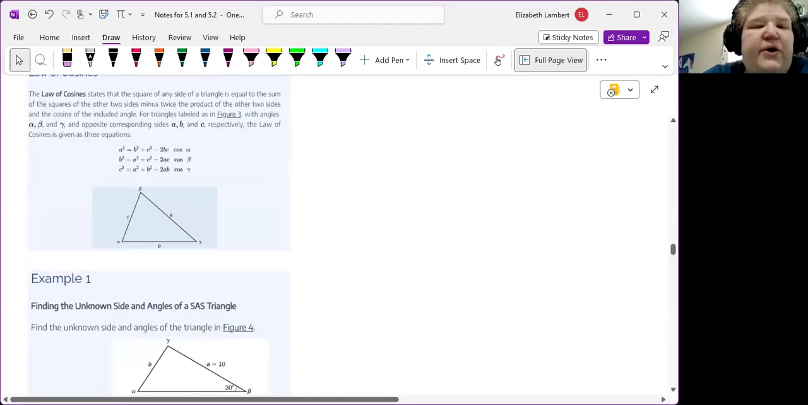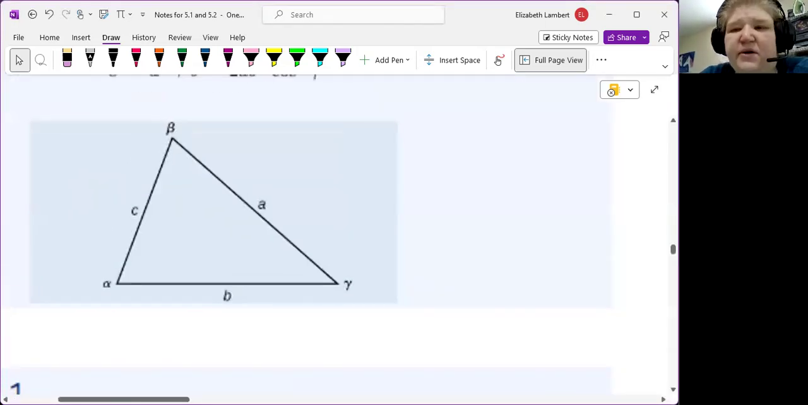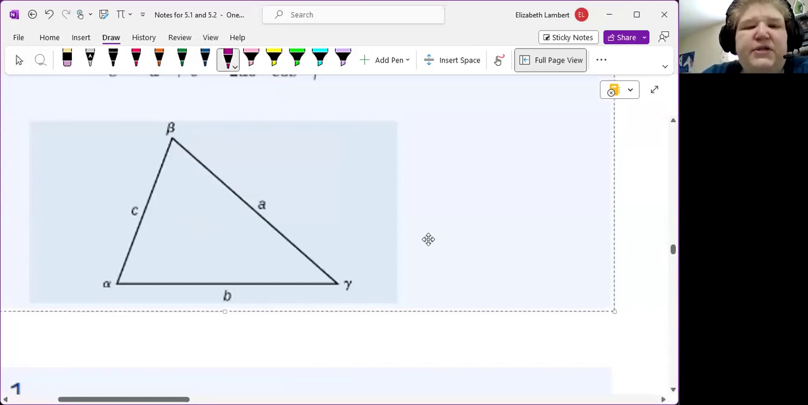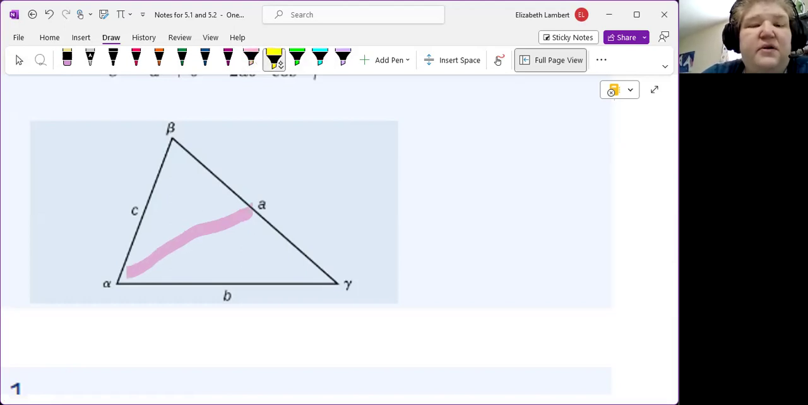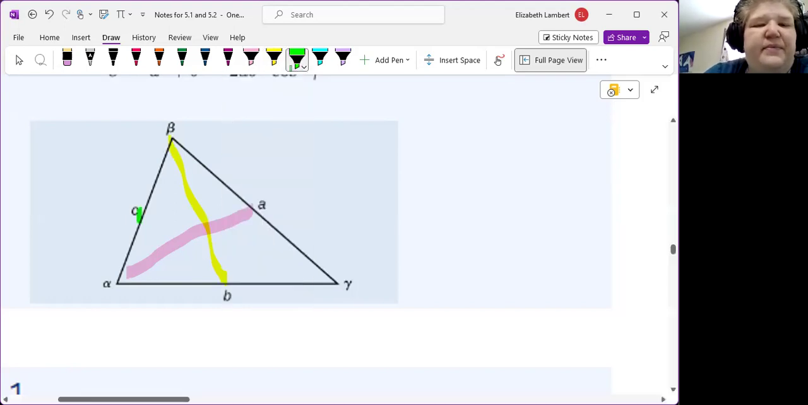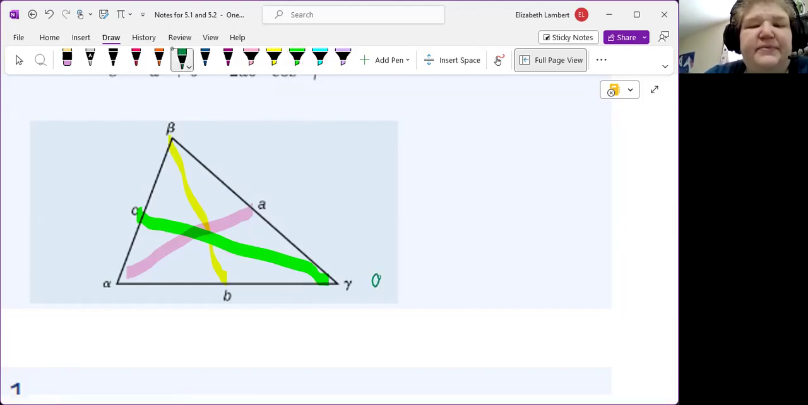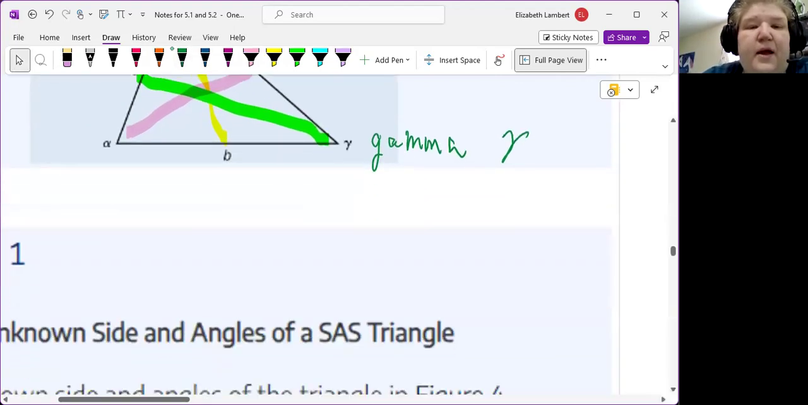One of the things to note is the way the triangle is set up here. This is standard. So A is across from alpha, B is across from beta, and C is across from gamma. So that is a little lowercase gamma, not a Y, but it kind of ends up looking like a Y. I usually end up writing it kind of like that.